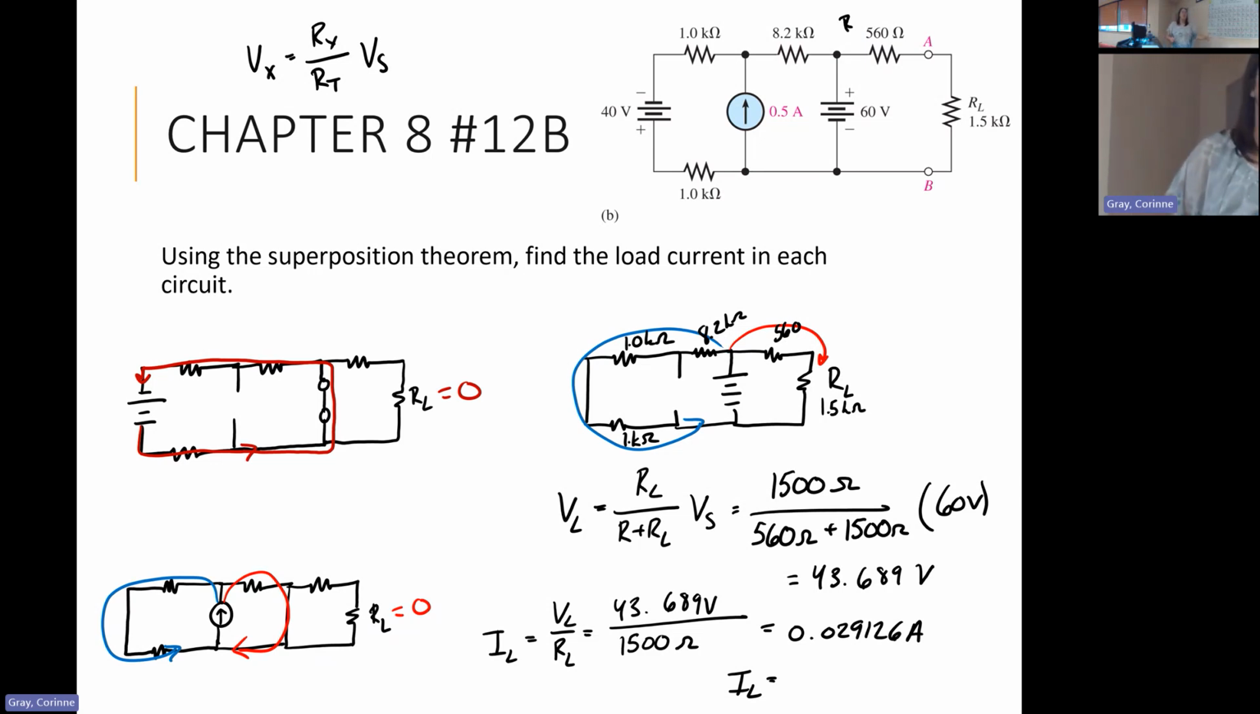So for rounding my current, because I have two other zeros, if I had a non-zero value in one of these, I would need to add. In this case, they are both zero, so I don't have to worry about it. I can just round this here. I'm going to have 0.0291 amps or 29.1 milliamps.